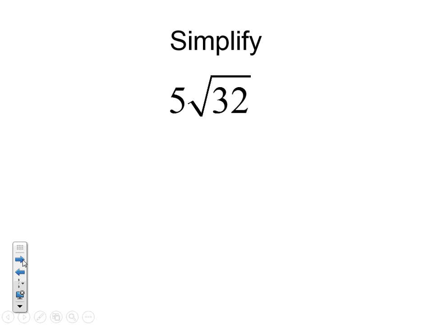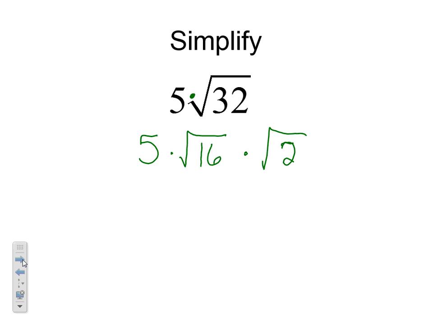All right, last example. Now, if you notice, this one's a little bit different. It's got that 5 on the front. It's very important to know that this means 5 times the square root of 32. Now, to simplify this, we need to find a perfect square that goes into 32. So we're going to have 5 times the square root. And the perfect square that goes into 32 is 16. So I have 16 and 2.